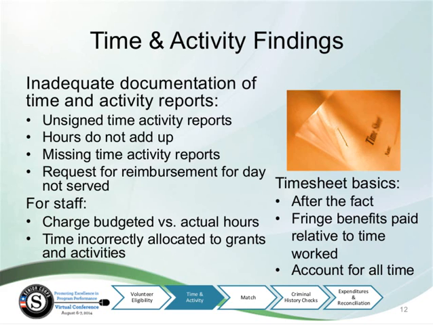Time and activity reports should present an after-the-fact accounting of time, fringe benefits paid relative to the time worked, and that time record should account for all the time that you've worked. So your timesheet should account for 100% of the time that you're being paid for, whether it's through your programs or through some sponsor activities or through fundraising. But it should be an after-the-fact accounting of that time.